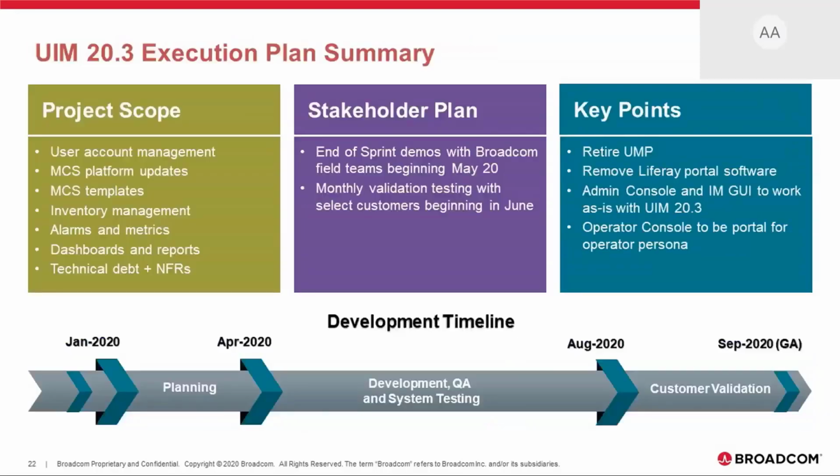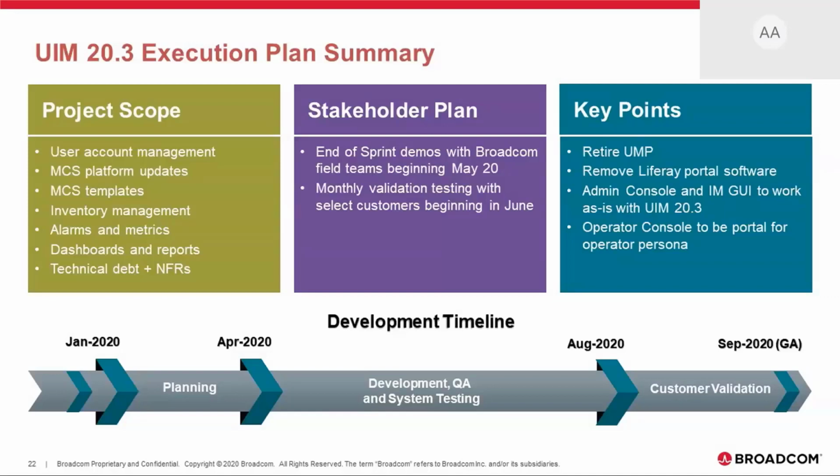So just to summarize, before we open to Q&A, within UIM the project scope for 20.3 is around enhancing the operator console in terms of user account management, MCS improvements, and the monitoring tab which is there in USM. We plan to simplify that with setup wizard based configuration, and there will be support for both legacy and enhanced templates. Then improving the inventory management and group management aspects, enhancing the alarm management and metric viewing capabilities on operator console, and then dashboards and reports through Cabby.